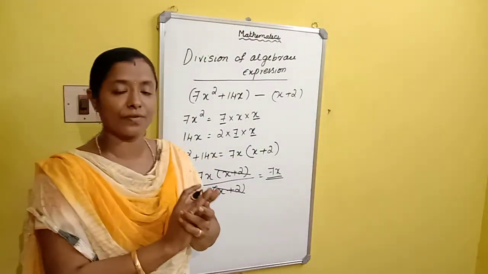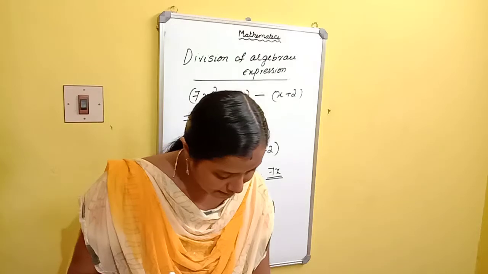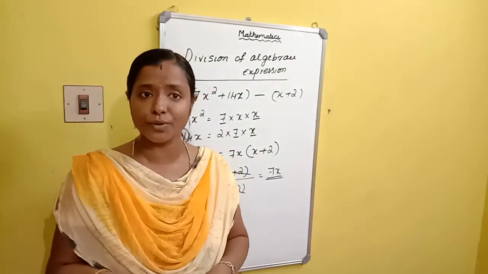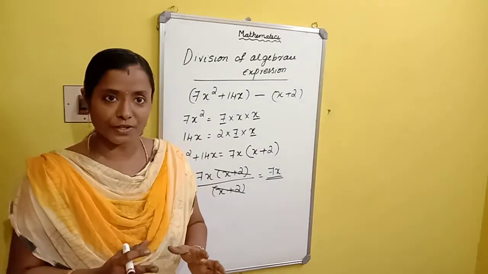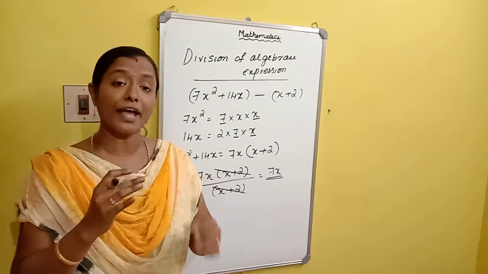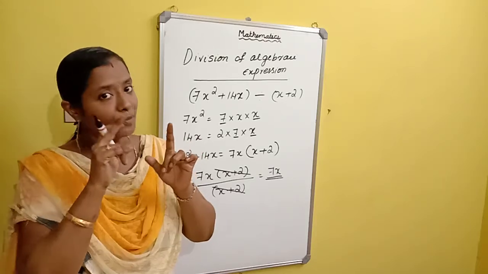What is it? First one, monomial by a monomial. What is our question? That is 6x cube divided by 2x. That first problem. Second one, algebraic expression is there that is divided by a monomial. So, each term is divided by that monomial.